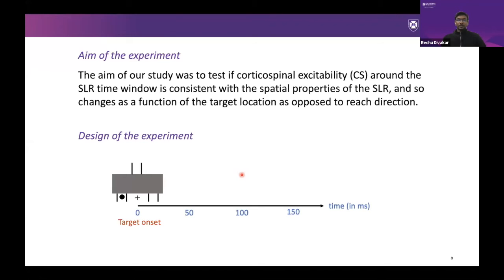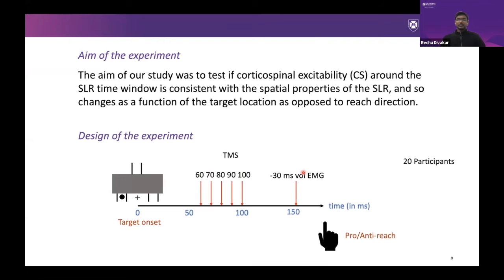So we adopted the moving target paradigm and delivered TMS pulses at latencies around the window we see this short latency response, as participants performed either pro or anti-reaches. On separate trials, TMS pulses were delivered at one of 5 latencies around the SLR time window, or at a latency 30 milliseconds before the estimated onset of the voluntary EMG.